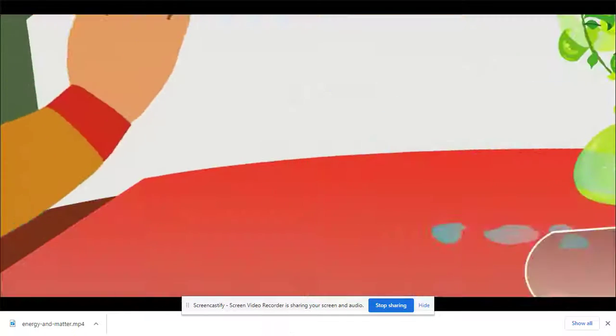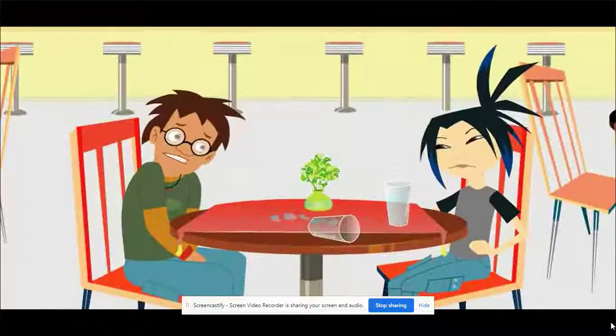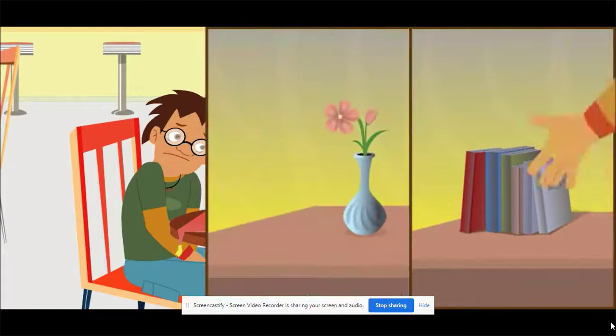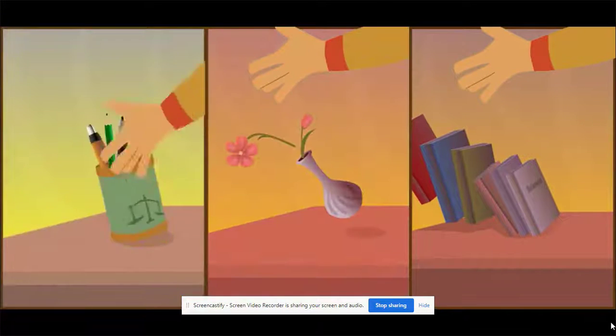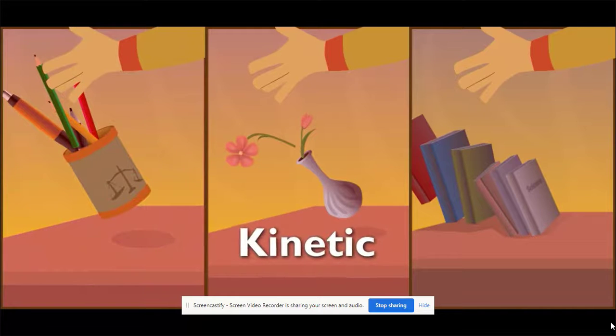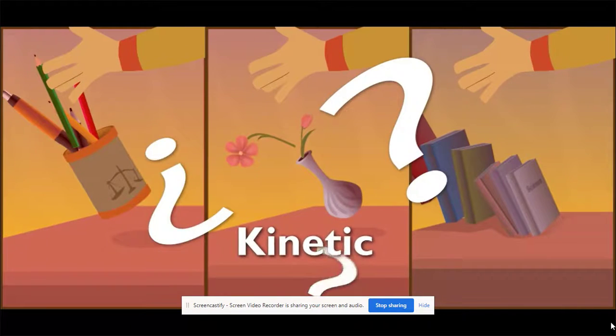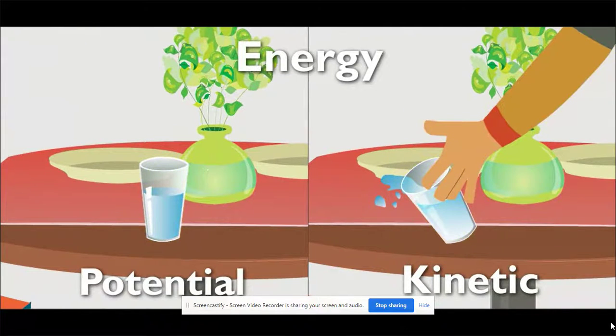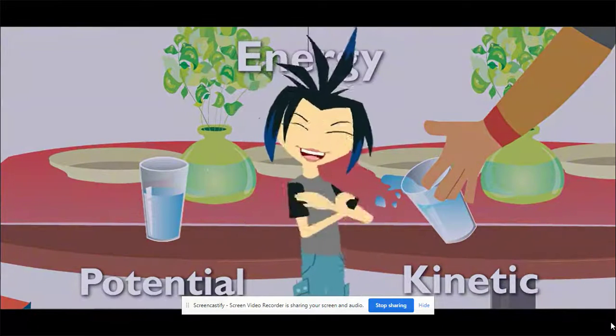Sam, watch it! Yikes! Did I get you? No, but be careful. Those hands of yours are a potential disaster. Actually, they're more like a kinetic disaster. Sam, what are you talking about? Energy. Potential energy and kinetic energy, to be exact. It's science. No, I'm pretty sure it's clumsiness.